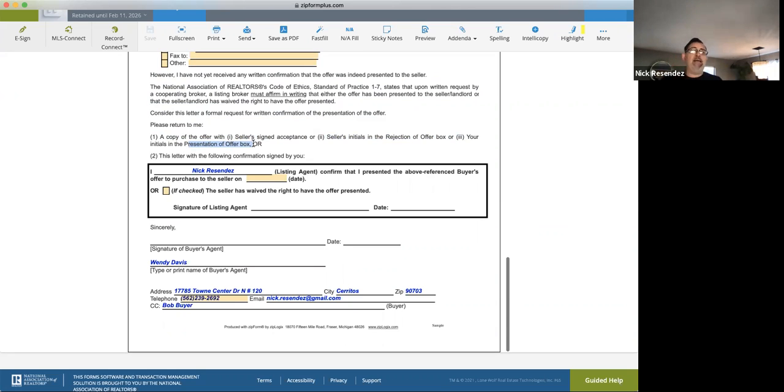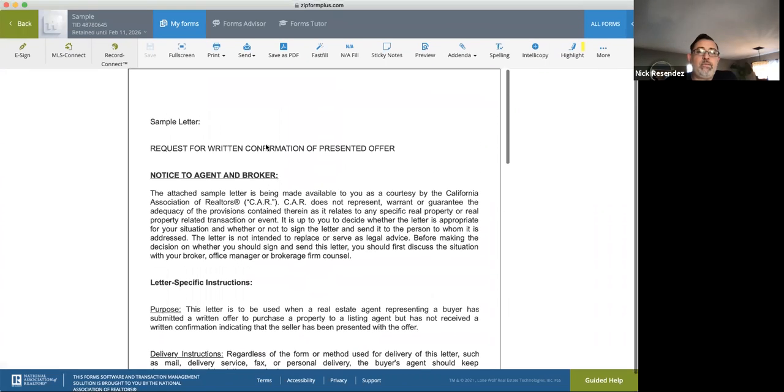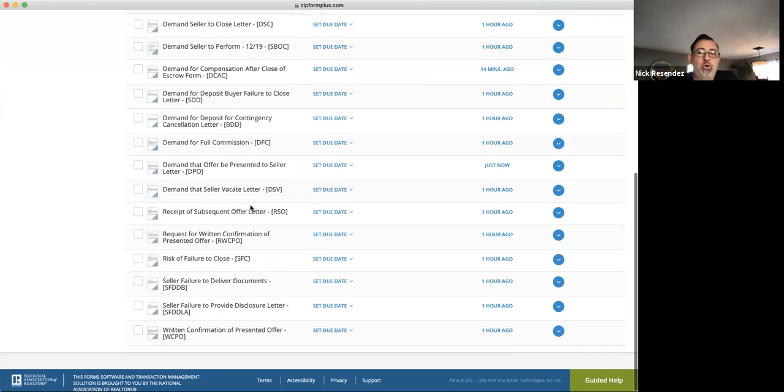So keep in mind, the NAR Code of Ethics says the listing agent has a duty to present all offers, and if they're asked, they have a duty to inform the selling agent, the buyer's agent, in writing that their offer was presented. So this isn't necessarily asking for the offer to be presented. It's asking for the proof of presentation to be delivered. So it's a little nuanced, but it's slightly different. Okay. So generally speaking, I would ask for this to be done first. If you have a buyer, you're not getting an offer responded to, and then proceed to the second one that we looked at a little bit earlier. Okay. All right. We're moving and grooving.